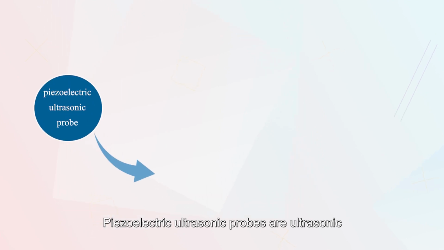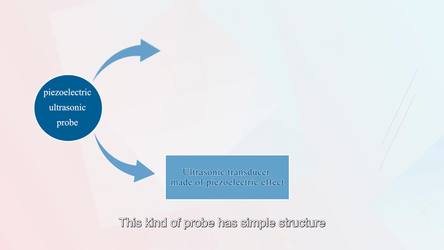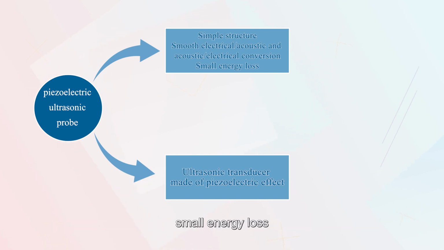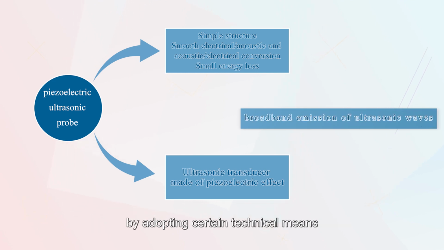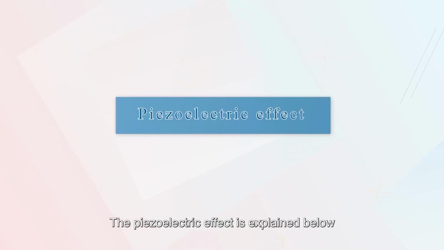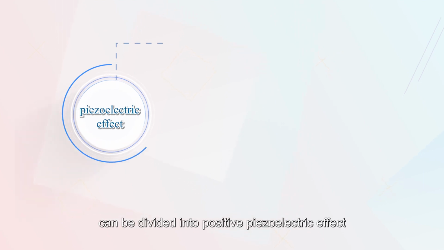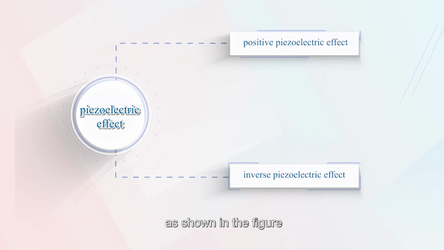Piezoelectric ultrasonic probes are ultrasonic transducers made using the piezoelectric effect of certain materials. This kind of probe has simple structure, smooth electric-acoustic and acoustic-electrical conversion, small energy loss, and can realize broadband emission of ultrasonic waves by adopting certain technical means. The piezoelectric effect is explained below. The piezoelectric effect can be divided into positive piezoelectric effect and inverse piezoelectric effect, as shown in the figure.